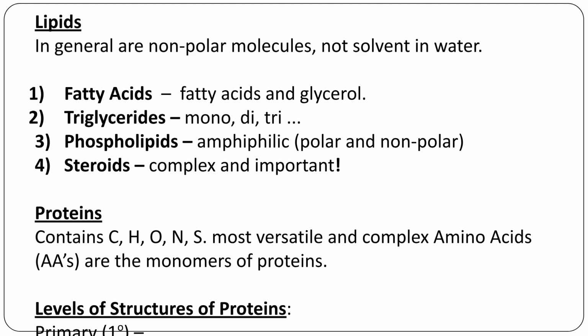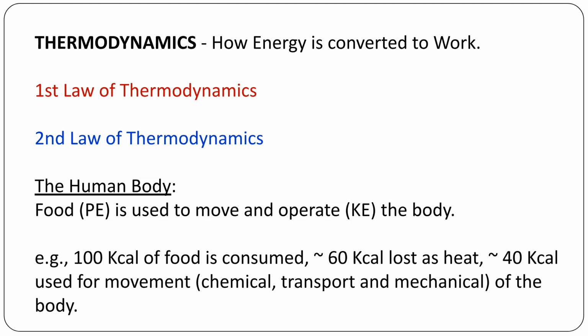Proteins are also vital, built from amino acid monomers, and exist in 4 levels of structure. Thermodynamics explains how energy is converted into work. In the human body, we consume food for potential energy, which is then used for movement and essential internal operations. Because of energy loss, primarily as heat, our bodies operate at approximately 40% efficiency.